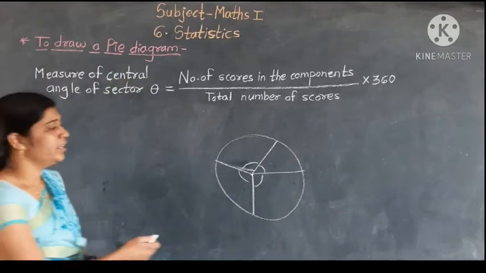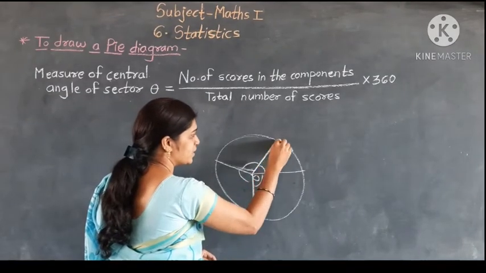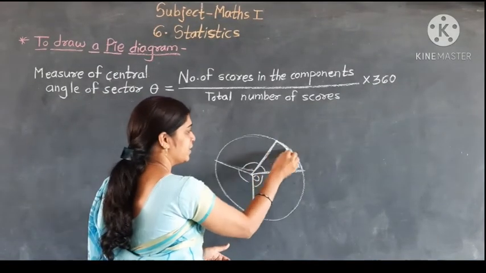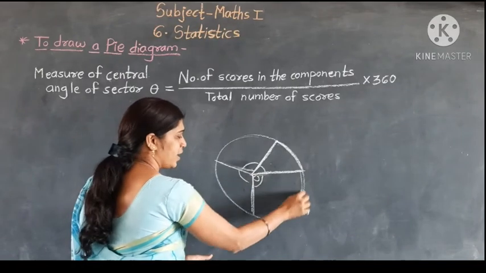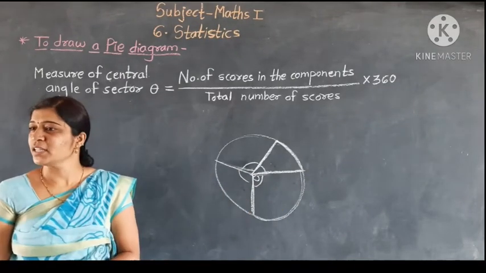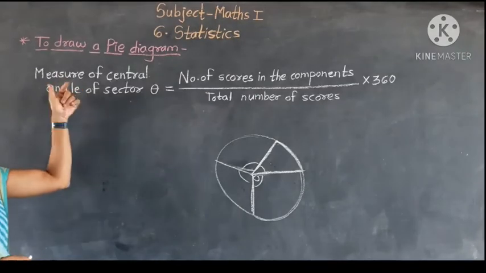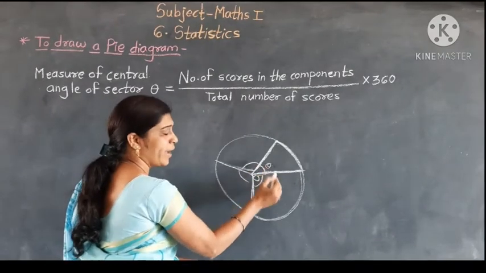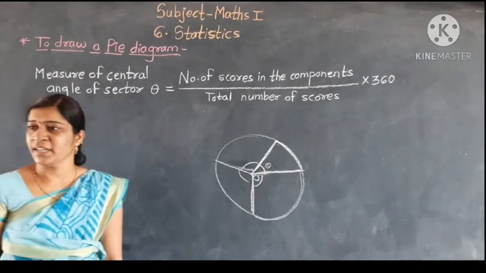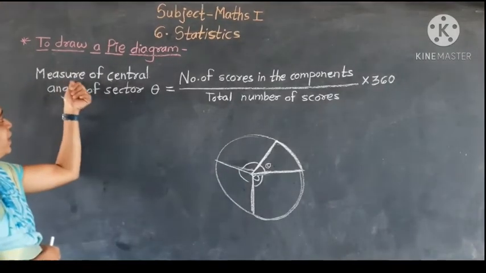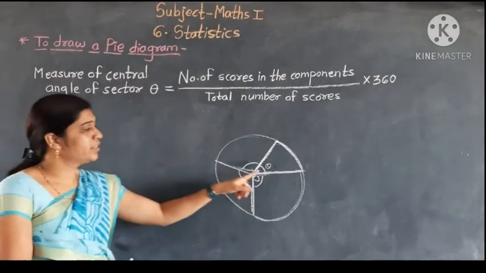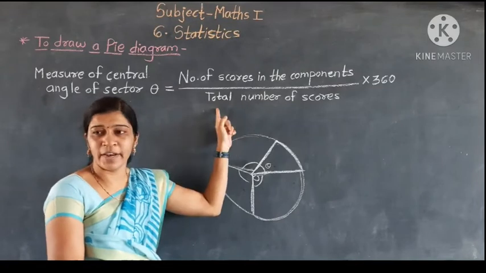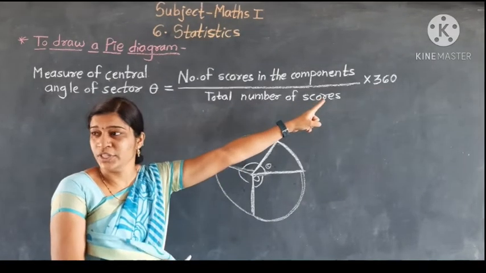For this, here it is a circle, we call this a sector. This is the sector. All these are the sectors formed in this circle. So here in the formula, see, measure of central angle of sector theta. Here the central angle we denote by theta. Central angle माहिती सगळ्यांना. Measure of central angle of sector we define as number of scores in the component divided by total number of scores into 360.